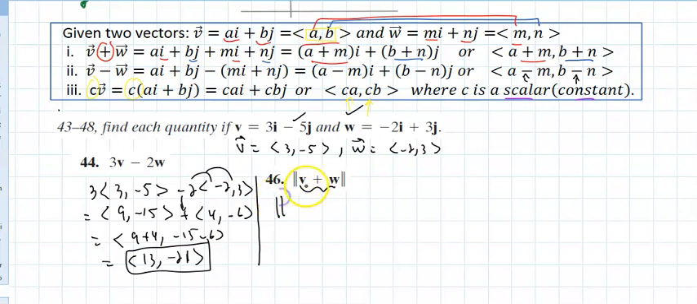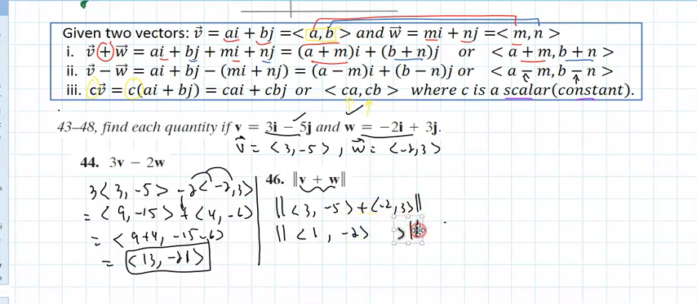So this is the magnitude of v plus w. What is v plus w? What is 3, negative 5 plus negative 2, 3? Now, you'll notice it's better to use i and j if you're adding and subtracting those to see how they combine, but you'll get the hang of this. That's a 1, and that's a negative 2. Do we all see that?